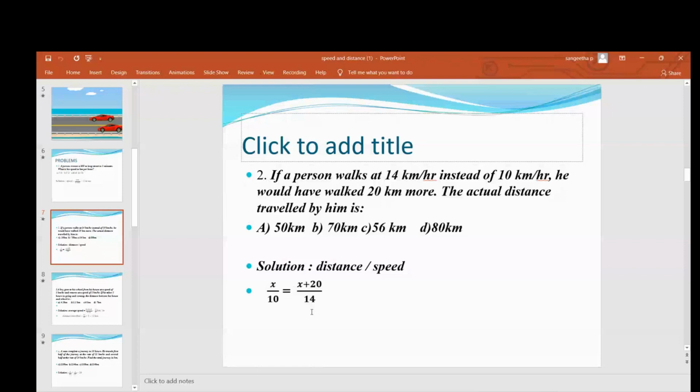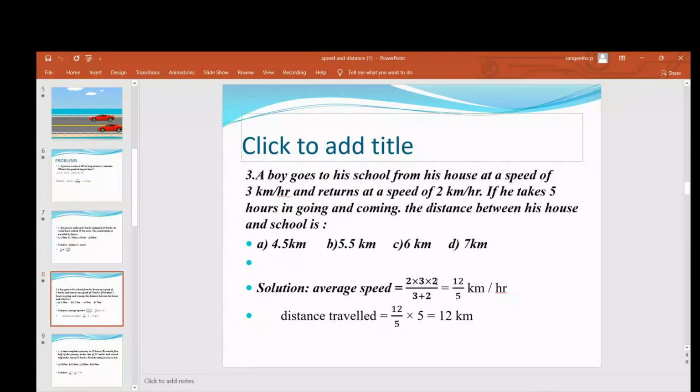While going 2 kilometers and while coming 3 kilometers, why are we multiplying by 2? So multiply 2 times, to and fro, from home to school as well as school to home. So multiply the answer by 2. Then 2 into 3 into 2 divided by 3 plus 2. So 12 by 5 kilometer per hour.